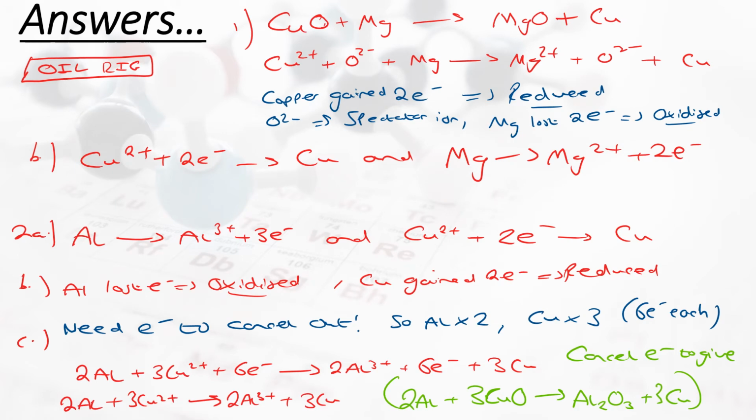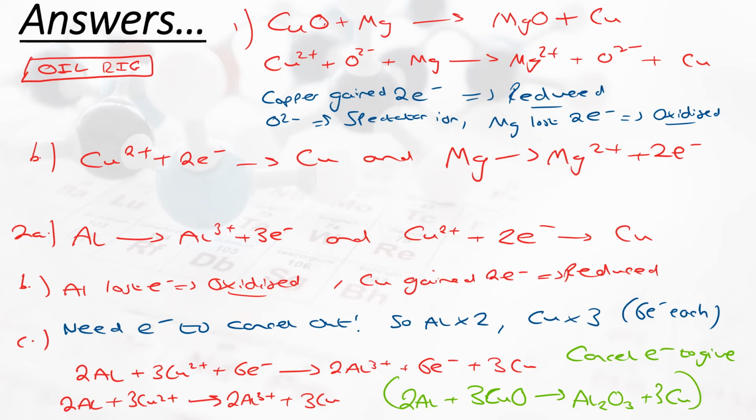So the first question was copper oxide reacting with magnesium. This produces magnesium oxide and copper. And so we're asked to split this into its ions and find out which has been oxidized and which has been reduced. Now, whenever I do any redox question, I always write OIL RIG down somewhere on the page, just at the side of the page, at the top of the page, just so I can always remember that oxidation is loss of electrons and reduction is gain. So the copper oxide will be copper 2 plus and O2 minus.